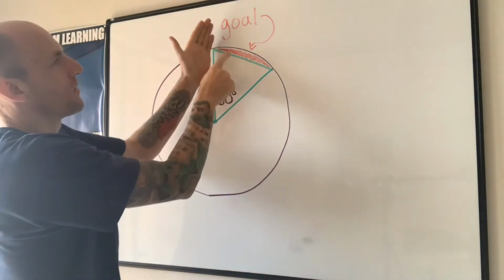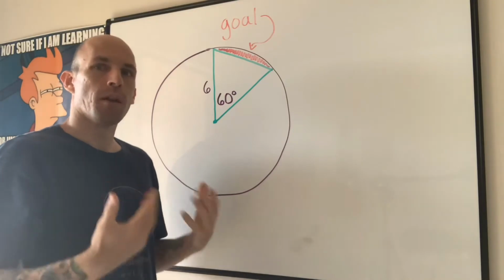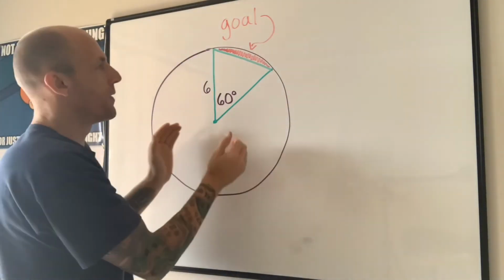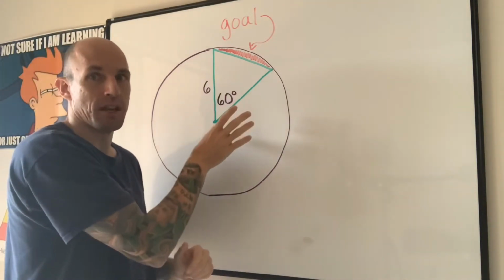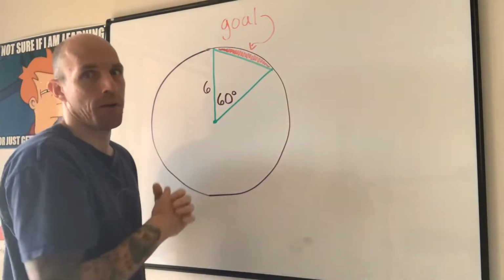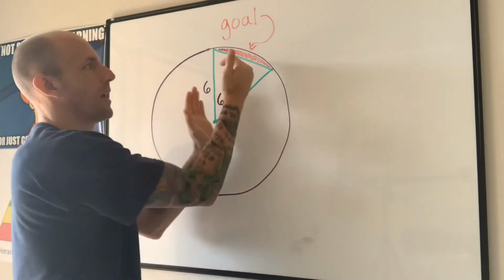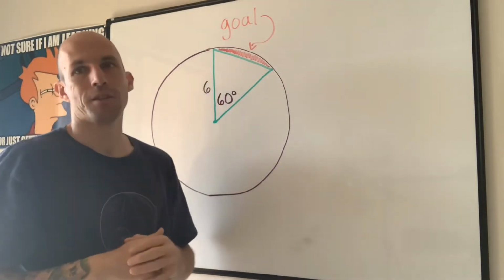Our goal is to find this area shaded in red right here. And we're going to do that by finding the area of the entire circle, dividing it by 6 because 60 degrees is exactly 1/6 of the circle. Then finding the area of this green triangle and finding the difference between this slice of the circle and the green triangle. And what's left over will be our goal, the red shaded area.